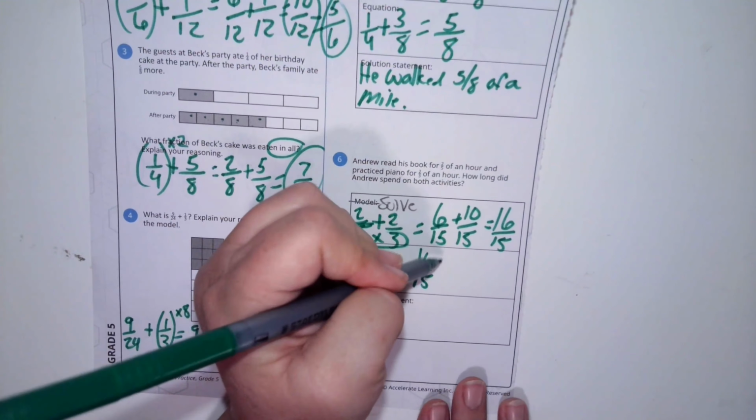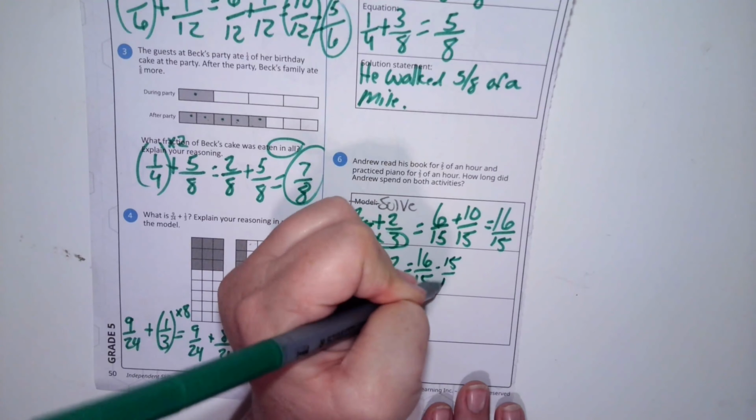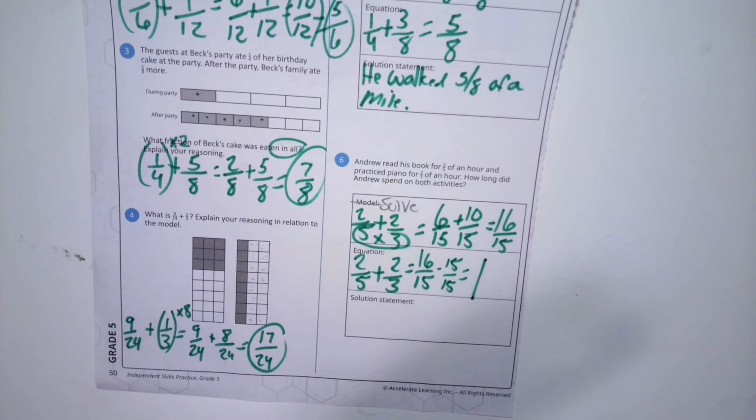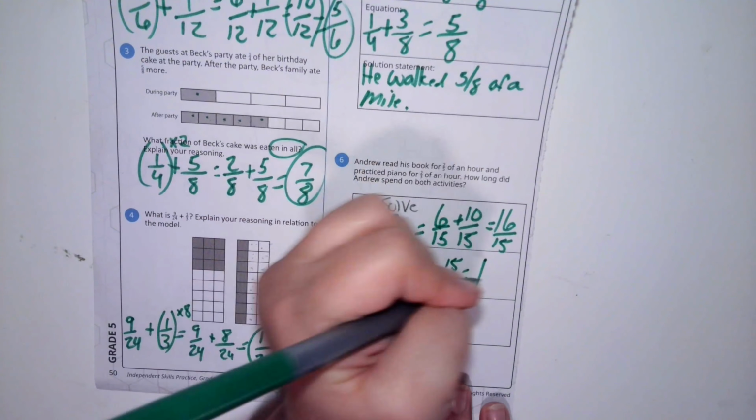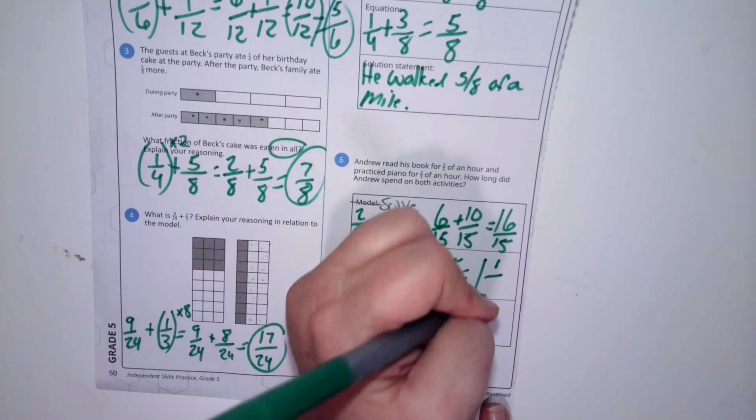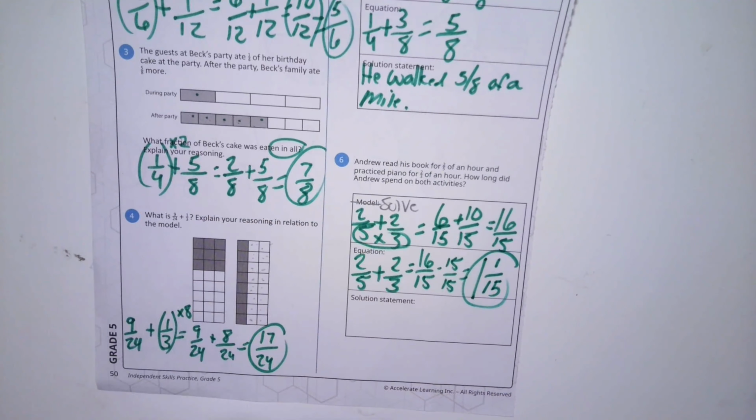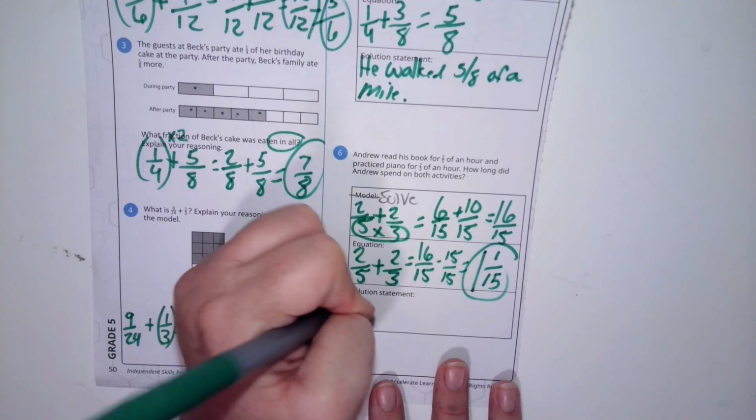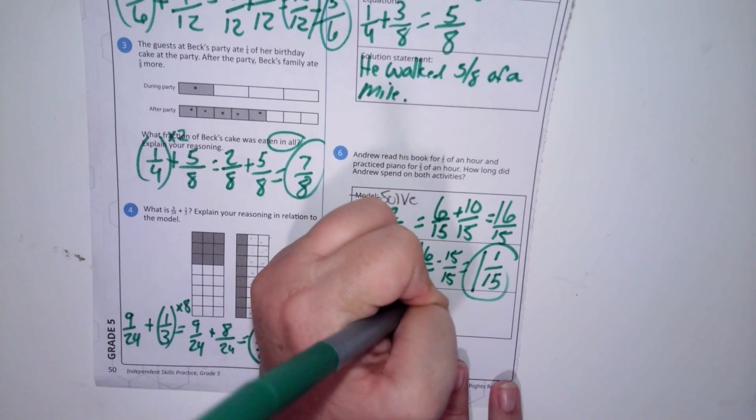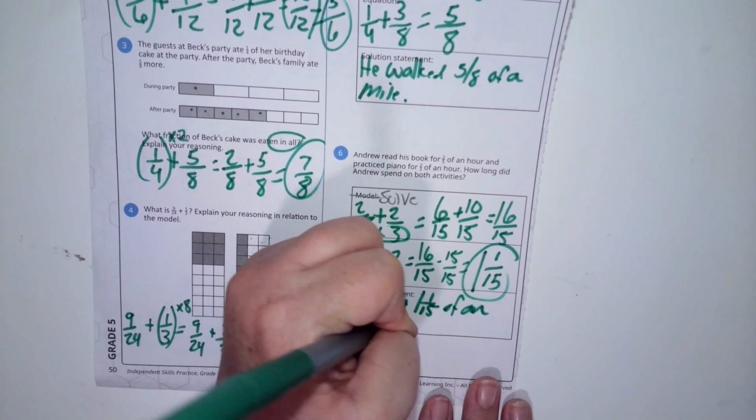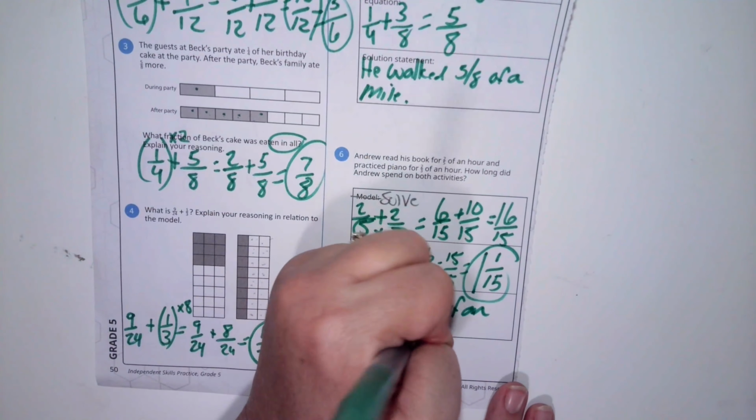Watch. I'm going to take away 15 over 15 because that's really going to give me 1 whole. I'm regrouping to that 1 whole. Now I have 1 left because 16 minus 15 is 1. 15 is my denominator. So he practiced for 1 hour and 1 over 15th of an hour. So that's what you're going to write. He spent 1 and 1/15 of an hour on both.